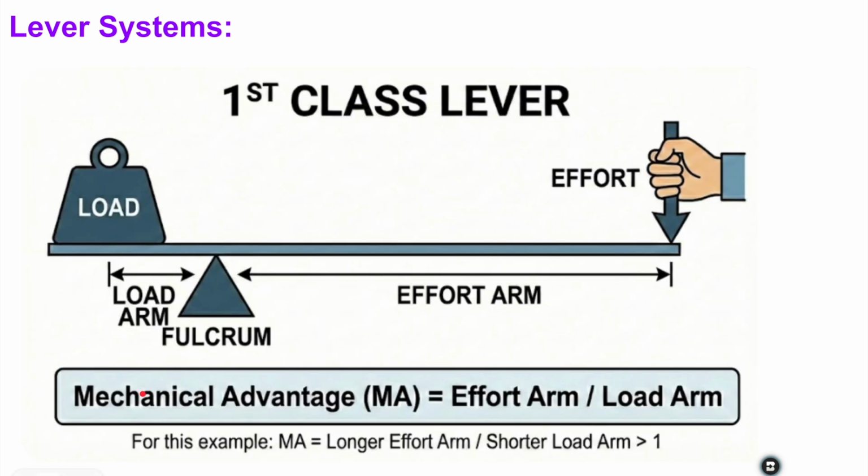Here's an example of that. What we're doing here with the first class lever is measuring the distance of the load arm to the fulcrum and the effort arm to the fulcrum, and we put that into a ratio with the effort arm over the load arm.